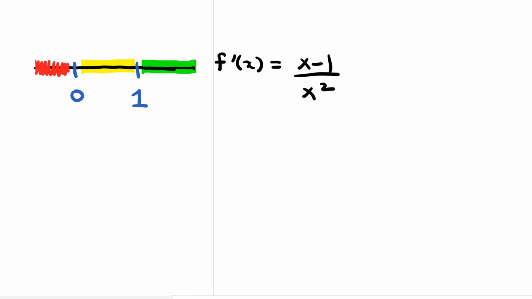Okay, so what was my derivative expression again? Well, my derivative expression was f prime of x, and once I simplified everything, I had x minus 1 over x squared. And once again, we just pick numbers in the regions and plug those numbers into the derivative to figure out the sign. If I pick a number in this region over here, maybe 100, and plug 100 in, I basically get a positive divided by a positive, so this region is going to be positive.